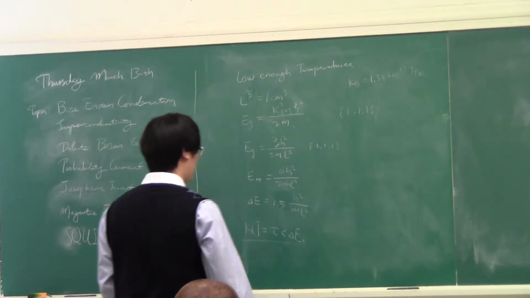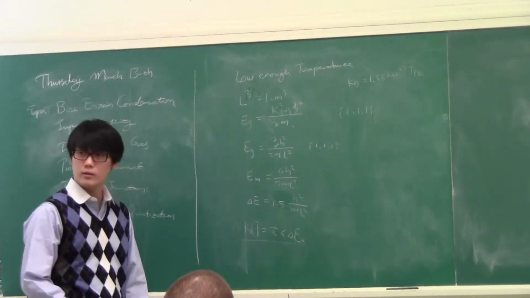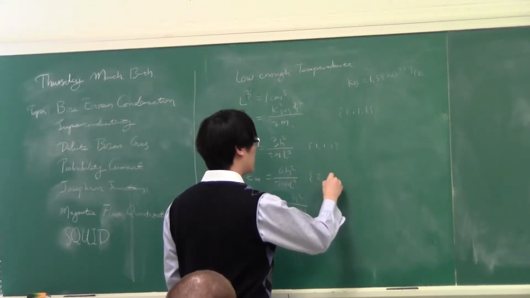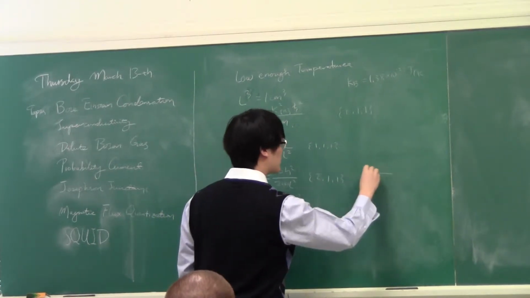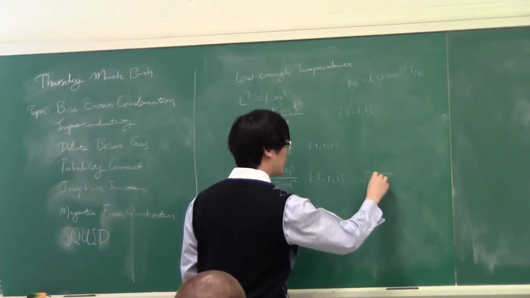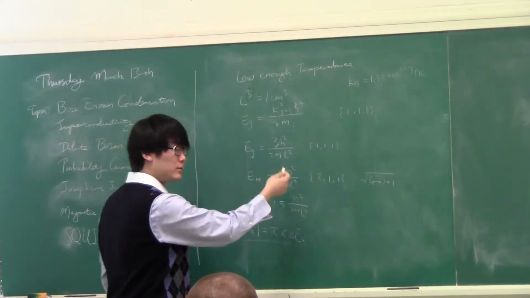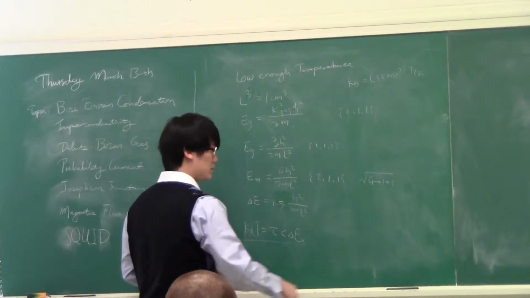Can you explain why the first excited state is 6? 6, because this would be 2, 1, 1, for instance, and the square root of 4 plus 1 plus 1 is the square root of 6, right? So when you square it, it gives you 6.